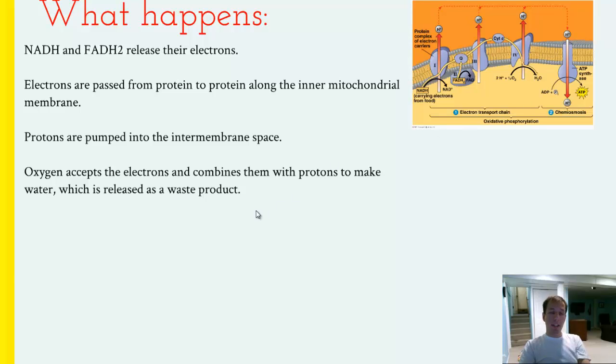Ultimately, oxygen is going to collect those electrons. It's going to combine them with some of those protons, which were pumped out, and make water. Water is going to be a waste product, but those protons are going to come in handy first before that happens.